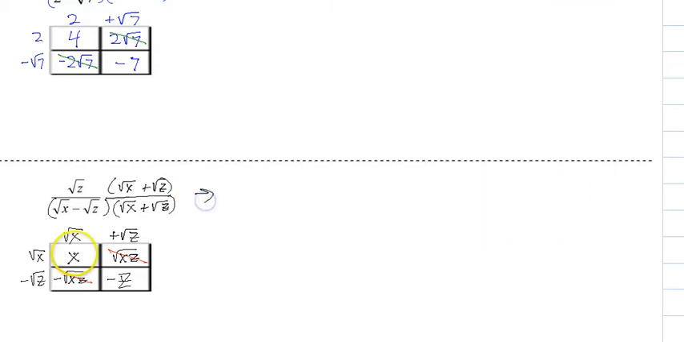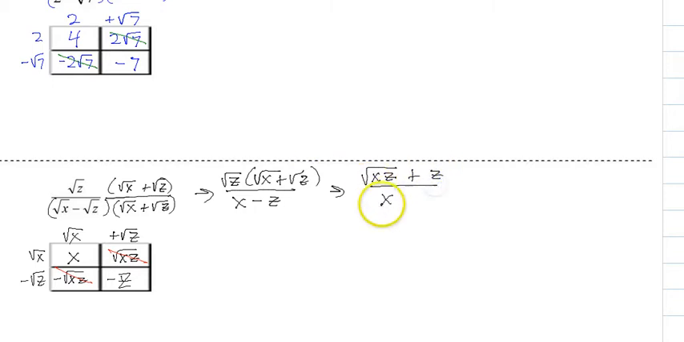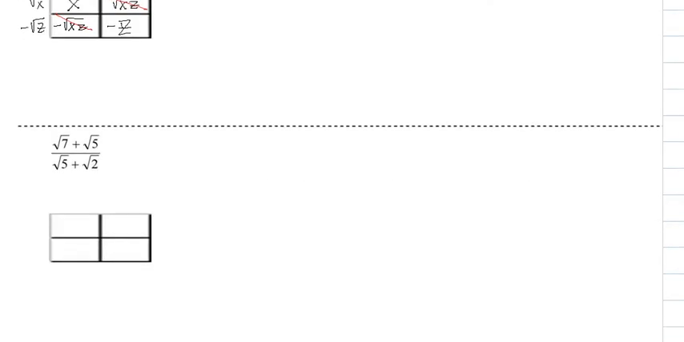And we're left with x minus z, and then radical z, radical x plus radical z. Now nothing cancels, so we can distribute to give us radical xz plus, and then that will bring a z out. And that's it. Let's do one more.